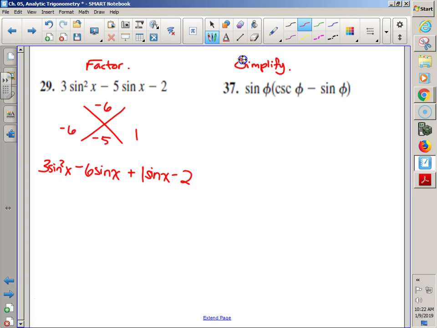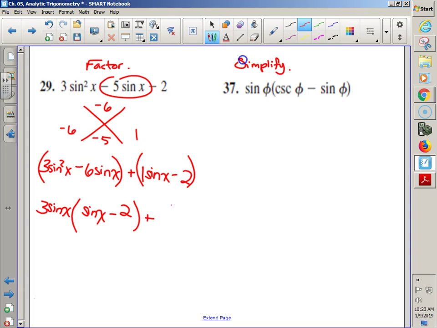This would be the good old-fashioned grouping method. Splitting this guy up, using each of these. What's in common? Do you guys see a 3 sine of x? I do. Now remember, that's a sine squared of x, so if I take away 1, there's still 1 remaining. We could put a little understood 1 in there. So then we end up with 3 sine x plus 1 times sine of x minus 2.